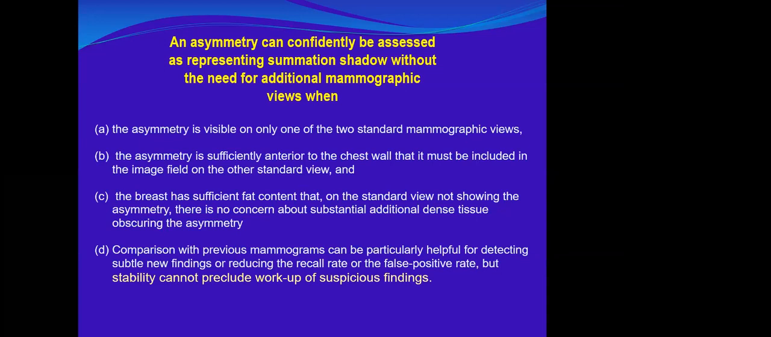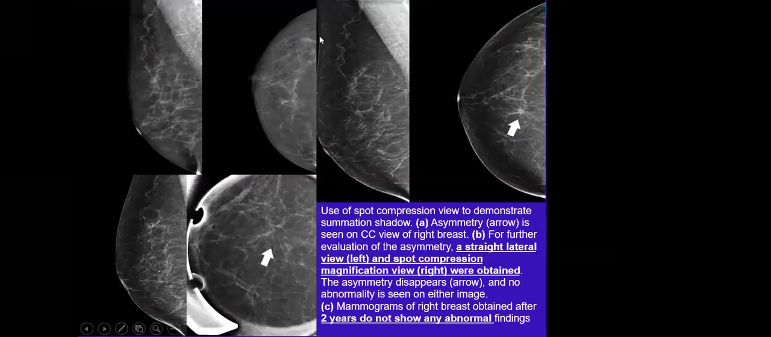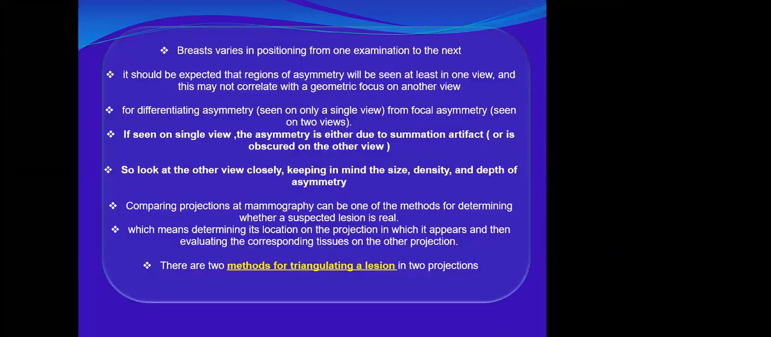And we said that if we have previous studies, we have to compare with them. In this case, we have no previous, but we have spot compression, and the lesion is spread away, and we have a straight lateral that doesn't show the asymmetry. That means this is definitely just a summation artifact.